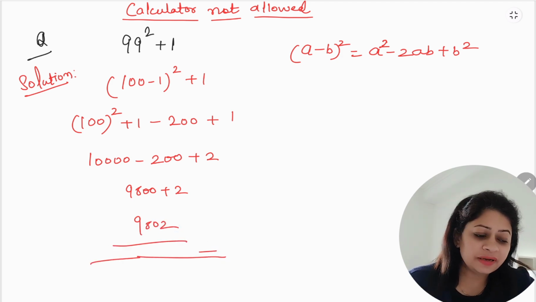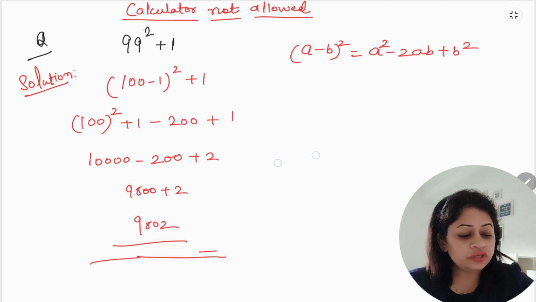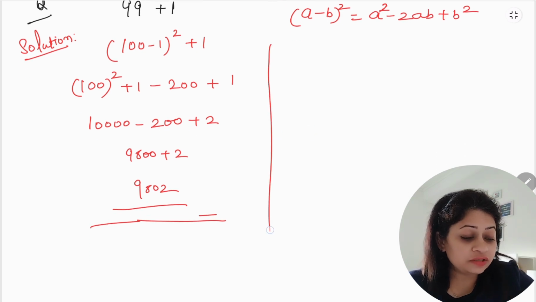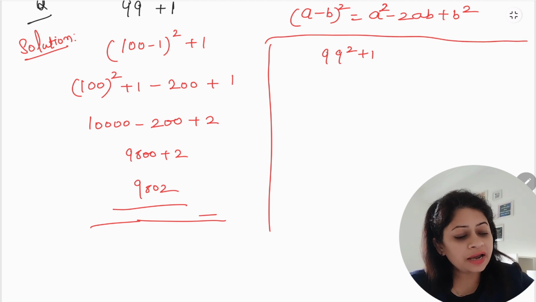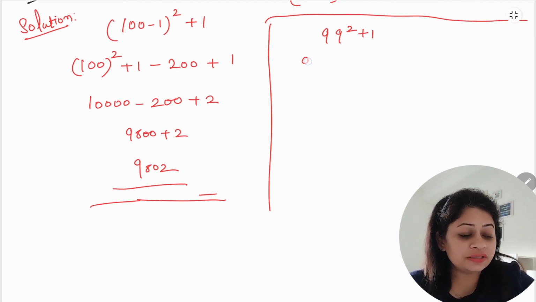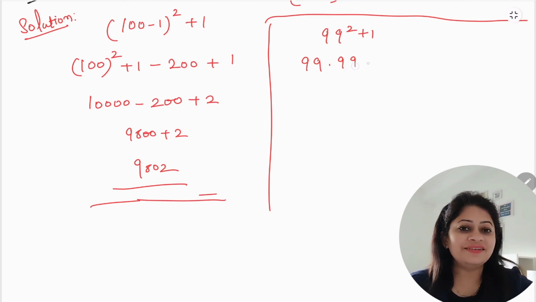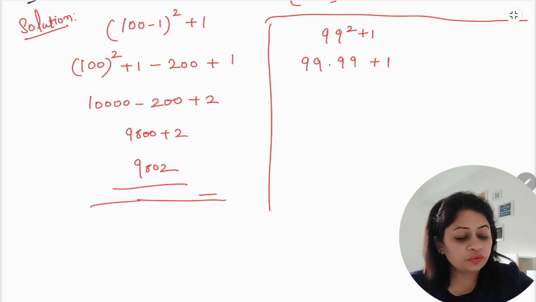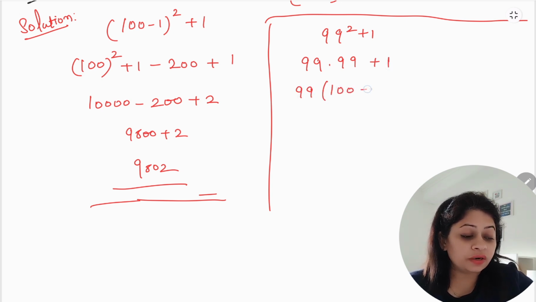And there is another method as well. So whenever you see you have like this 99 square plus 1, right? What else can we do? I know that 99 square is 99 times 99, right? What can I do? One of these 99 I can write it as 100 minus 1. Now as well I can easily multiply 99 with 100 first and then 99 with 1, right?